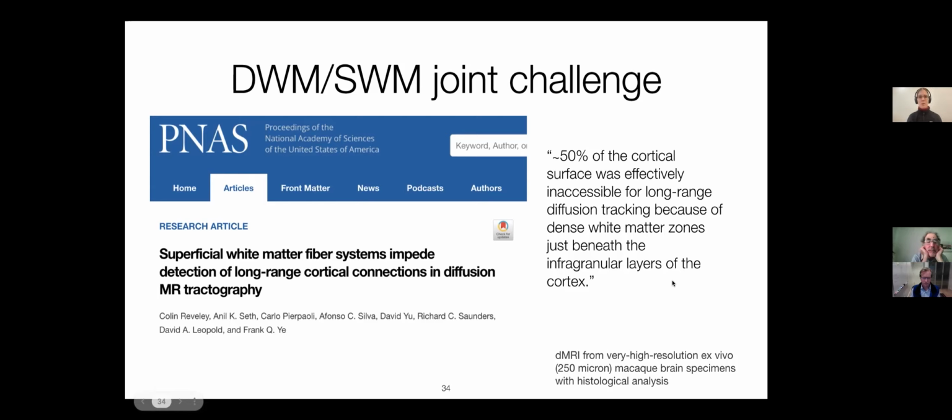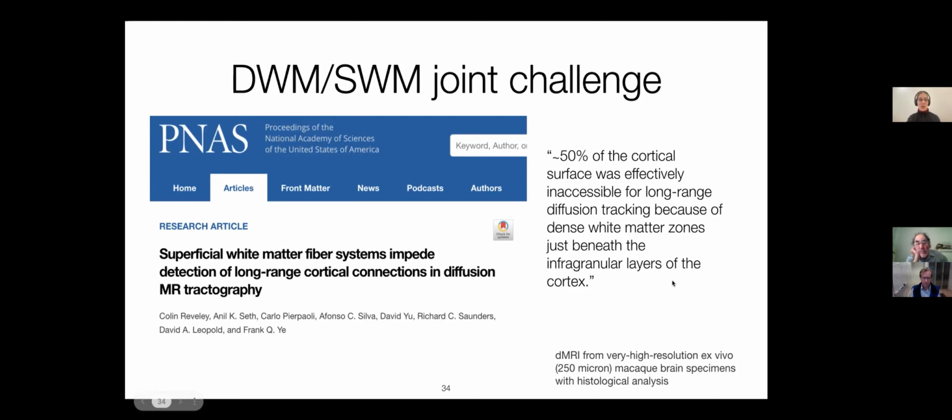The paper is interesting because, of course, the first thing you think is, oh, but we don't have that problem in our low resolution data. Does that mean that the lower resolution, or even high quality 1 millimeter resolution data that we have now, is actually better for long range fiber tracking? They argue in this paper that no, it just means that the lower resolution data that we have now is just wrong.